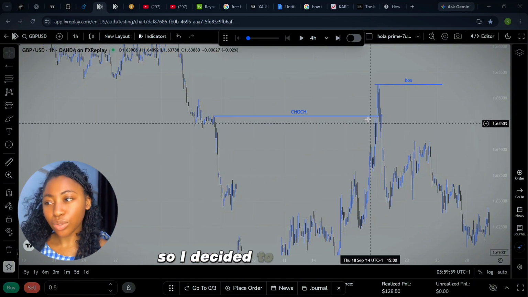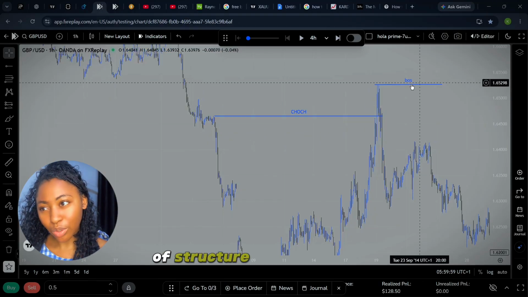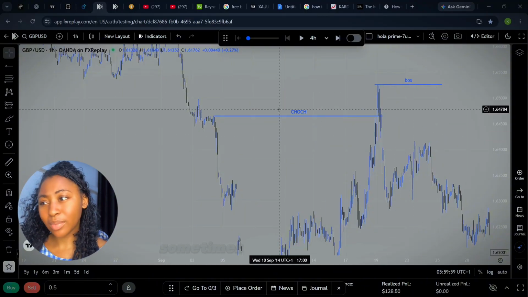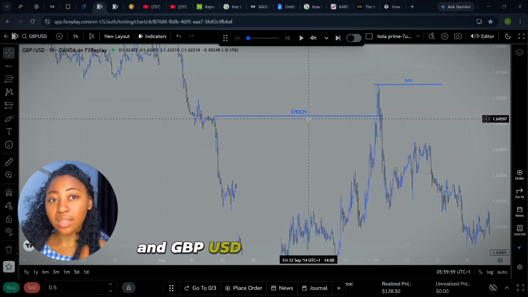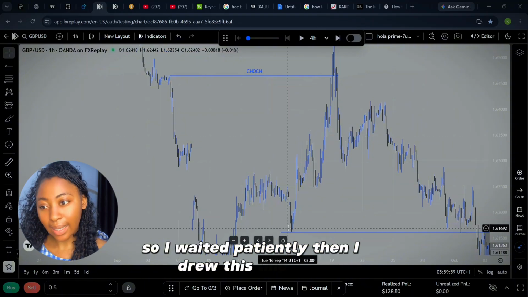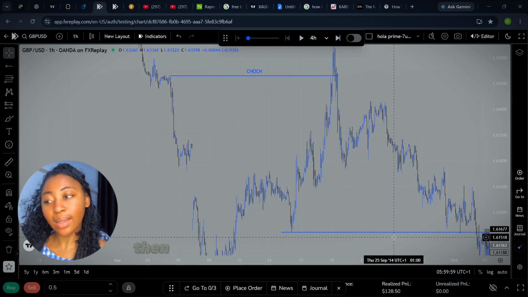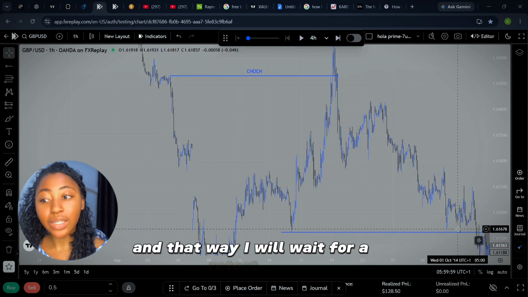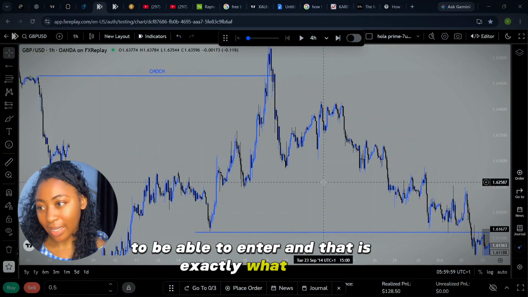So I decided to wait for a break of structure, which is this, and it didn't happen. Sometimes a change of character might just be a sweep of liquidity, and GBP/USD is very good at sweeping liquidity. So I waited patiently, then I drew this line here. I said if it breaks below this swing low, then I would know that it has continued the downtrend, and that way I'll wait for a retest here to be able to enter. And that is exactly what I did.